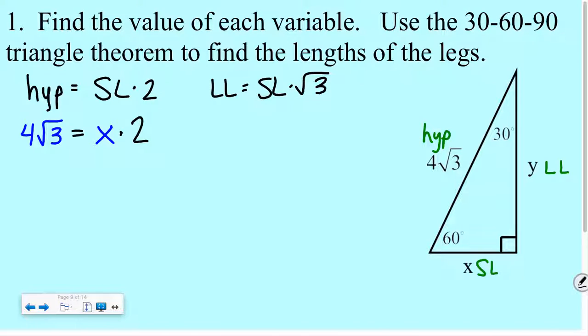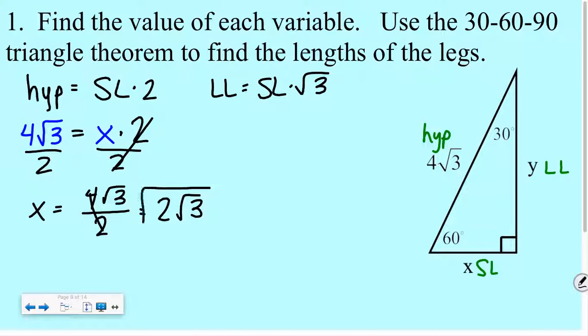I need to get this x by itself, so I have to move my 2 to the other side. If they're being multiplied, how do I move 2 over? Divide it. So we're going to divide both sides by 2. Cancel on the right side. So then we have x equals 4 square root 3 over 2. Can you simplify that fraction any further? Yes, because the 4 and the 2 are both outside. So 4 divided by 2 would be 2, right? So there's your x value.